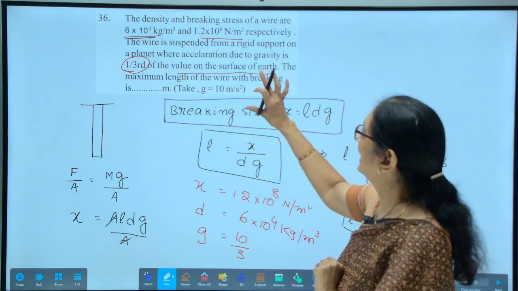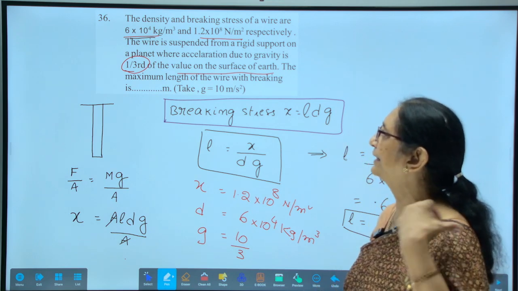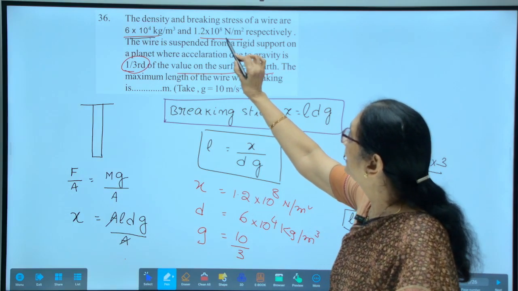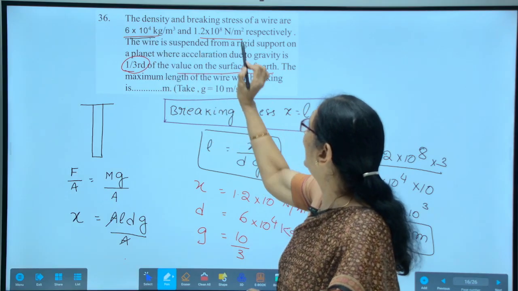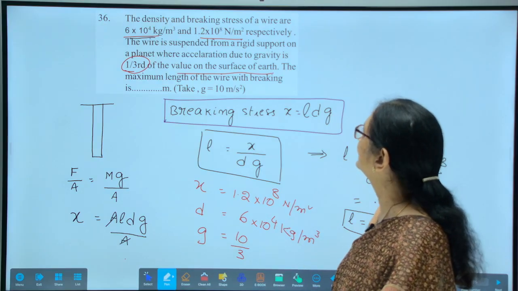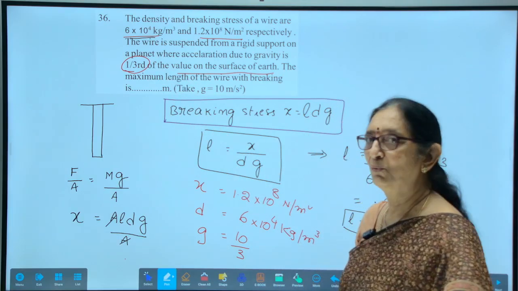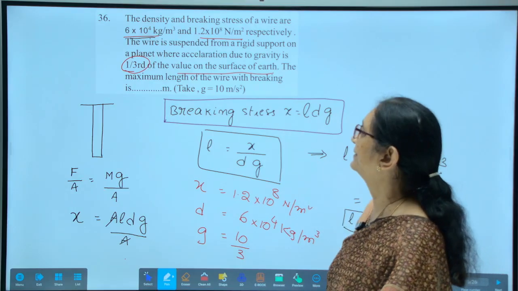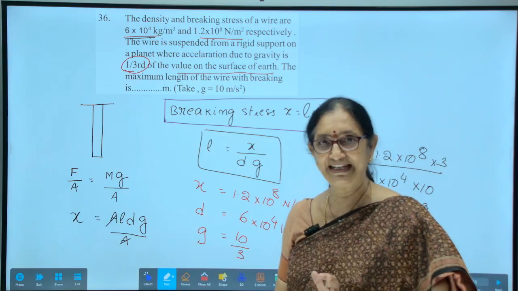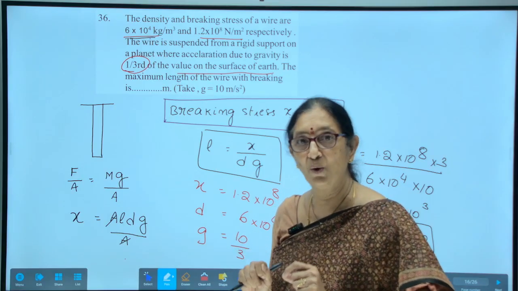Look here, the density and breaking stress of a wire are given as 6 into 10 to the power of 4 kg per meter cube, this is the density, and this is the breaking stress of a wire. The wire is suspended from a rigid support on a planet where acceleration due to gravity is 1/3 the value on the surface of Earth. Find the maximum length of the wire without breaking. So, that means the rope is hanging under its own weight.